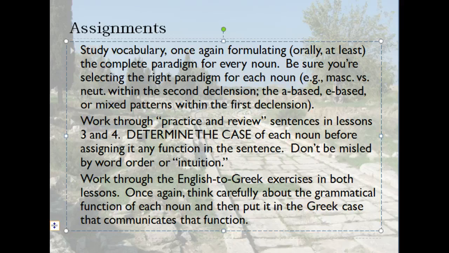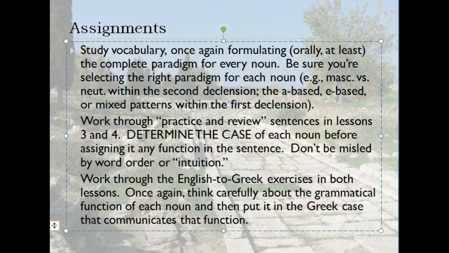And then of death, what kind of function is of death? It's a descriptor. So what case communicates description in Greek? And are we dealing with a singular or plural noun? You have to think through all those things now, in addition to thinking through the verb, the present active indicative verb. Sometimes there might be an infinitive also in these sentences.